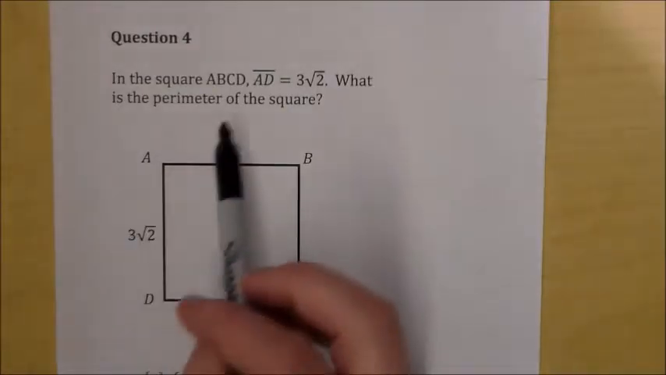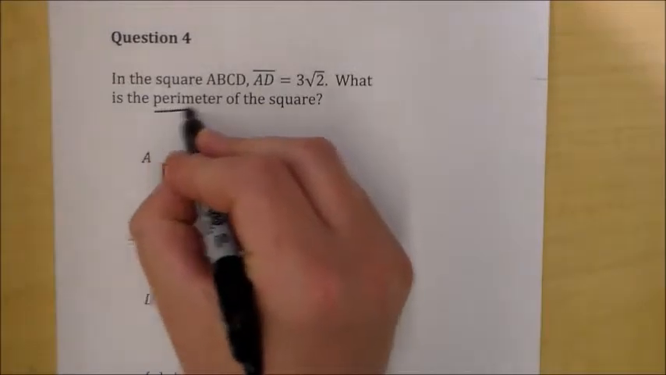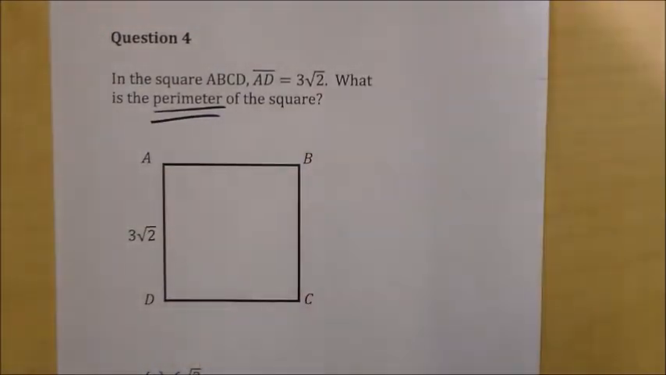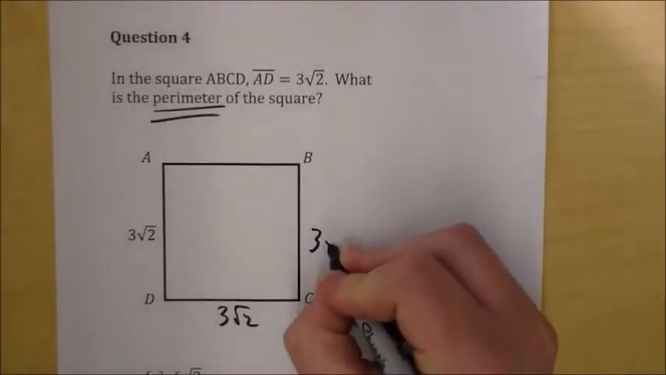Question 4. In the square ABCD, AD equals 3 times the square root of 2. Well, that's just the same as question 3. How fun. It's very similar. Let's read on to see what we're doing here. What is the perimeter? That's how I changed it up. It's the perimeter now, not the area of the square. So all the side lengths of a square are the same.